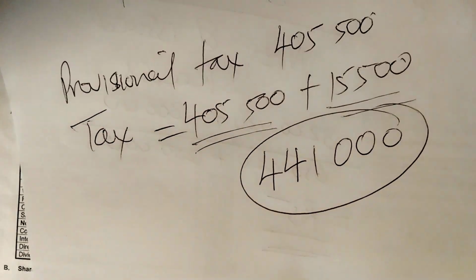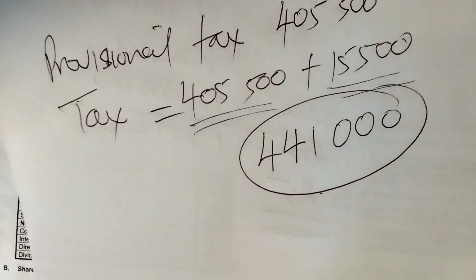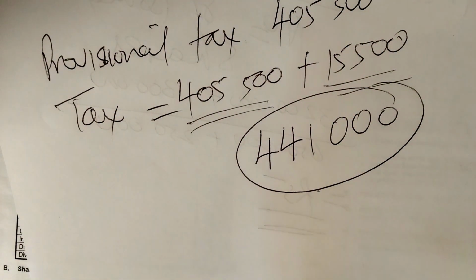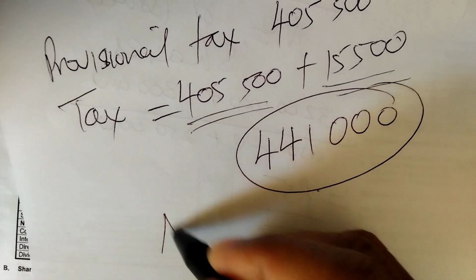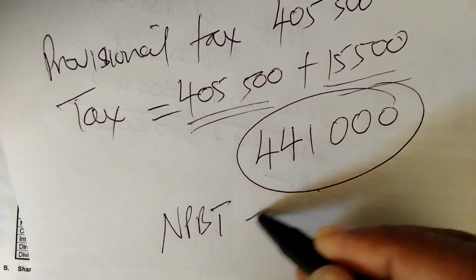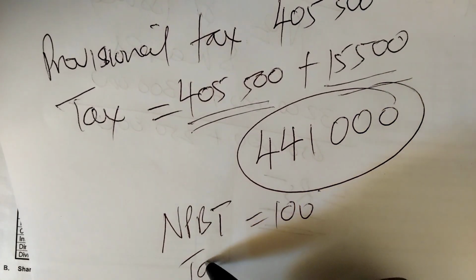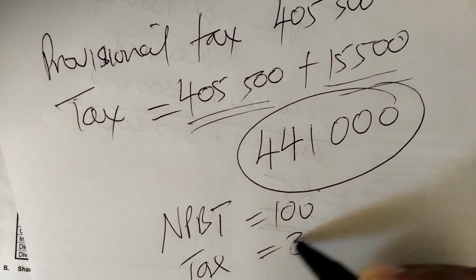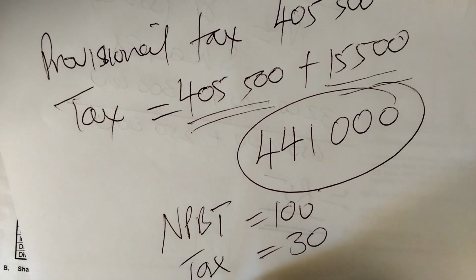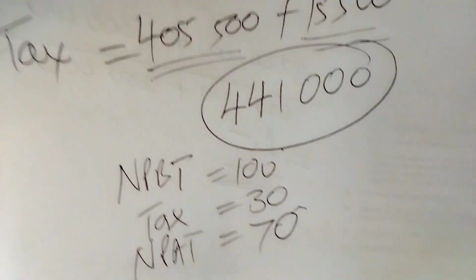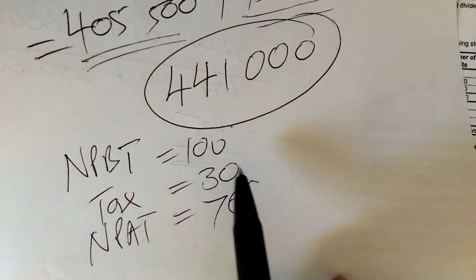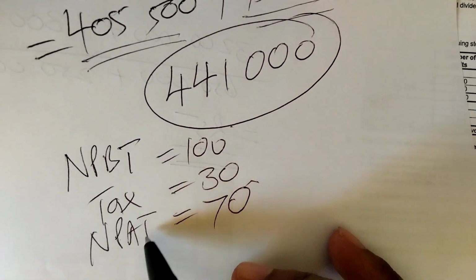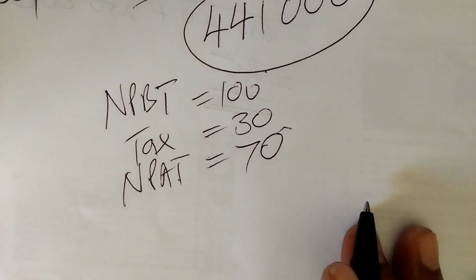So now we know our tax is supposed to be 441,000, and we know that net profit before tax is 100. Our tax is 30. The net profit after tax is obviously going to be 70. So we want to calculate the net profit after tax. So what do we want to get?